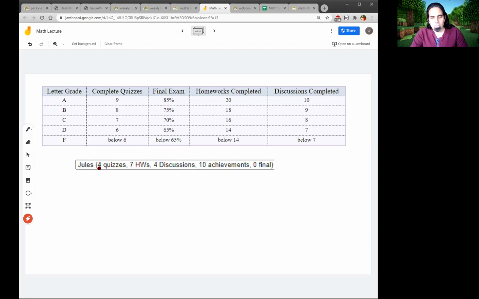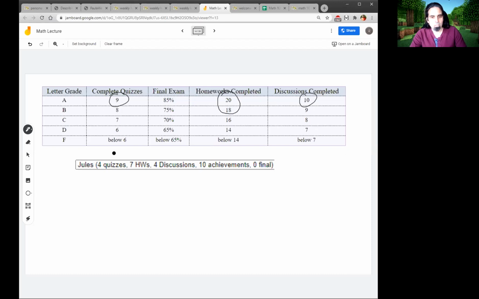So she has 4 quizzes. If she does this week's one and the ones for weeks 6 through 10, then yes, she's certainly on track for all her quizzes. Homeworks, she's done 7. There's another 14 coming up. She's only missed maybe 1 so far, so she's somewhere in this range. And discussions, she's done only 4. There's 6 more she could do, so yeah, she's on track too, right? So far she's doing A-level stuff.